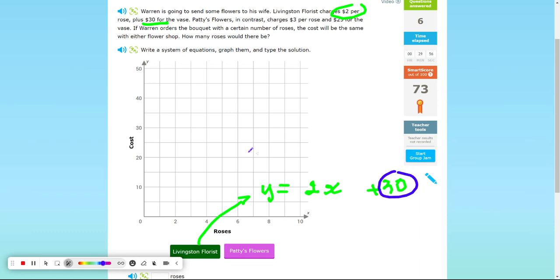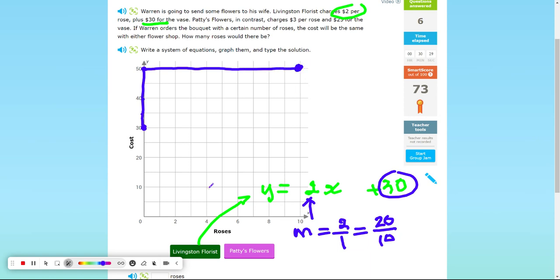So let's go and graph this. You got 30 right here. So 30 would be on the y-axis, okay? Now 2, that should be the slope. So 2 over 1, okay? Can we go up 2? We cannot go up 2. We can go up 20 over 10. Is that the same thing? All right, so here we go. Go up 20, so up to 50 right here, and then go to the right side to 10. Start with 30, up 20, right side 10, and we're done, okay? So we got the first line.